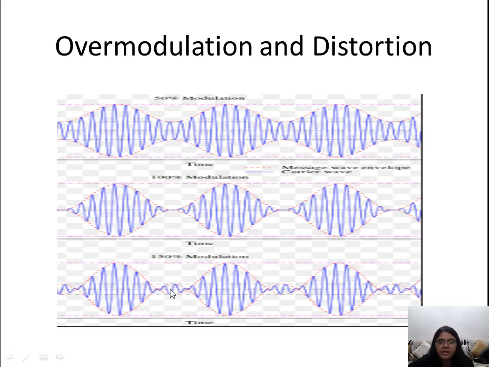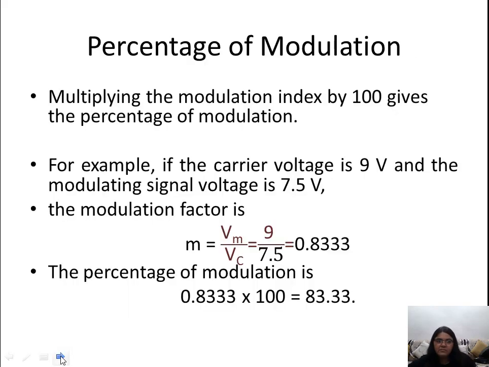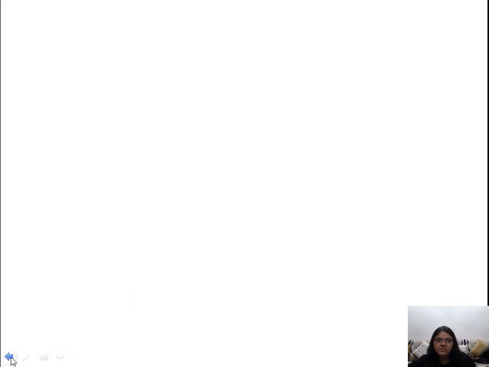Now the last point is the percentage modulation. Whenever we multiply the modulation index by 100, it gives the percentage of modulation. So if the carrier voltage is 9 volt and the modulating signal voltage is 7.5, then the modulation factor small m is equal to Vm upon Vc, that is 0.8333. So this is the modulation factor or modulation index.